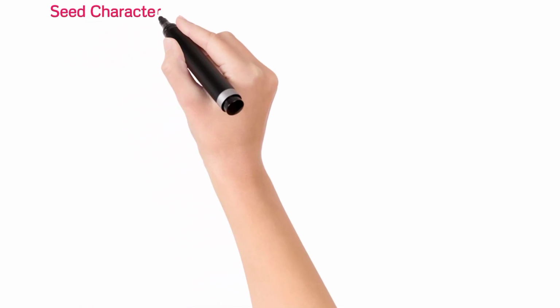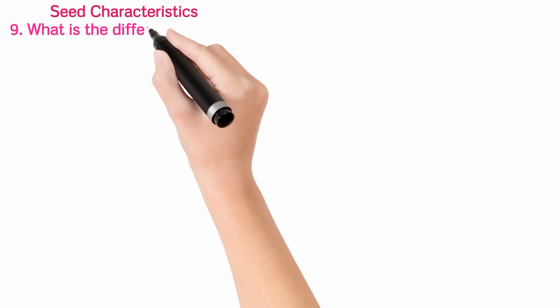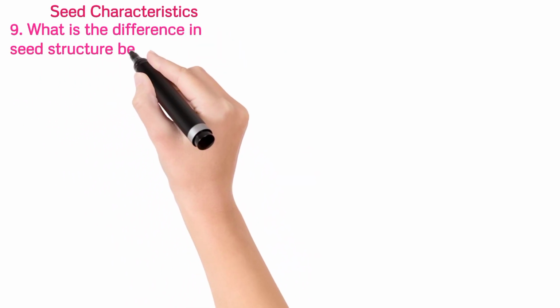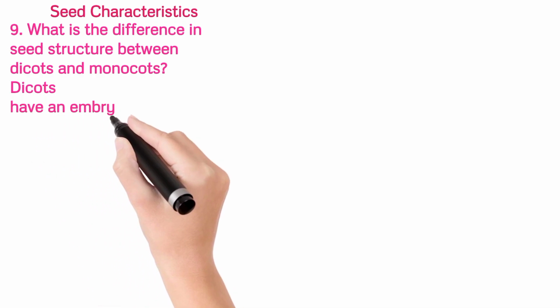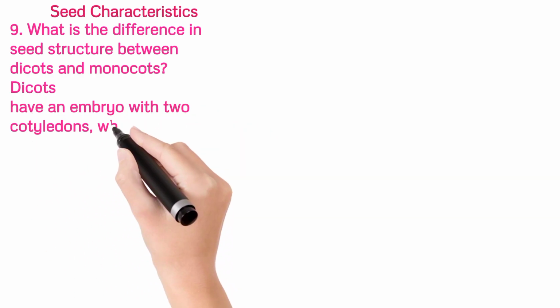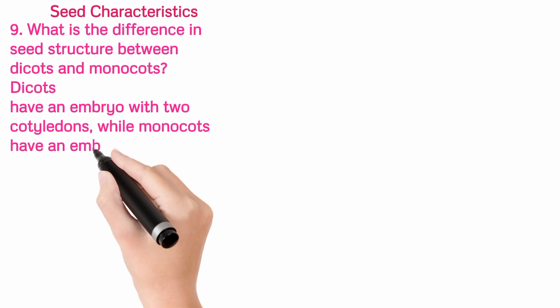Seed characteristics. 9. What is the difference in seed structure between dicots and monocots? Dicots have an embryo with two cotyledons, while monocots have an embryo with one cotyledon.